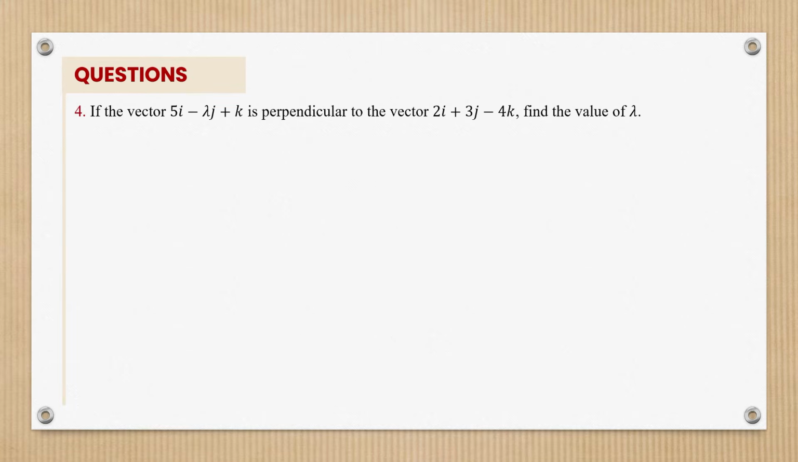Let's look at another question. If the vector 5i minus lambda j plus k is perpendicular to the vector 2i plus 3j minus 4k, find the value of lambda. Now this is actually very, very important. We're being told that this vector is perpendicular to that vector. So that basically means that the angle between the two vectors is 90 degrees. That's very important to note.